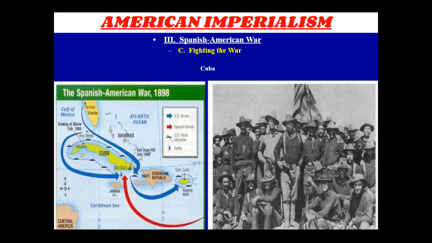The last measure of the Platt Amendment gave a lease to the naval base at Guantanamo Bay to the United States. This naval base continues to be used by the U.S. Navy today. Most infamously, it houses terrorists.